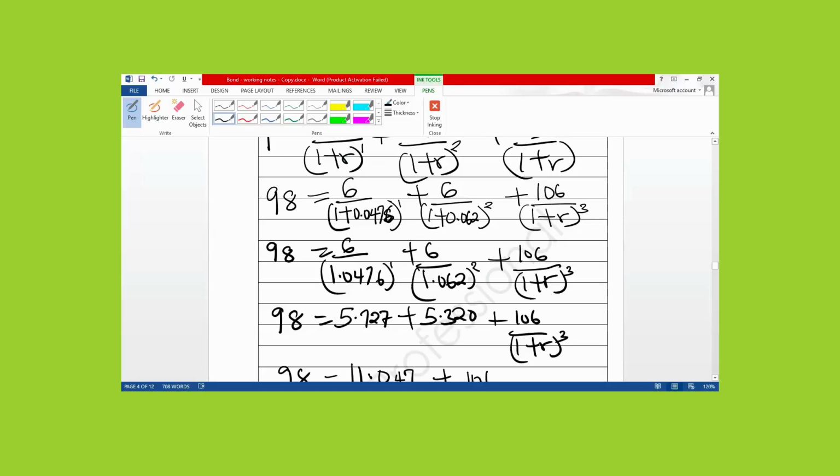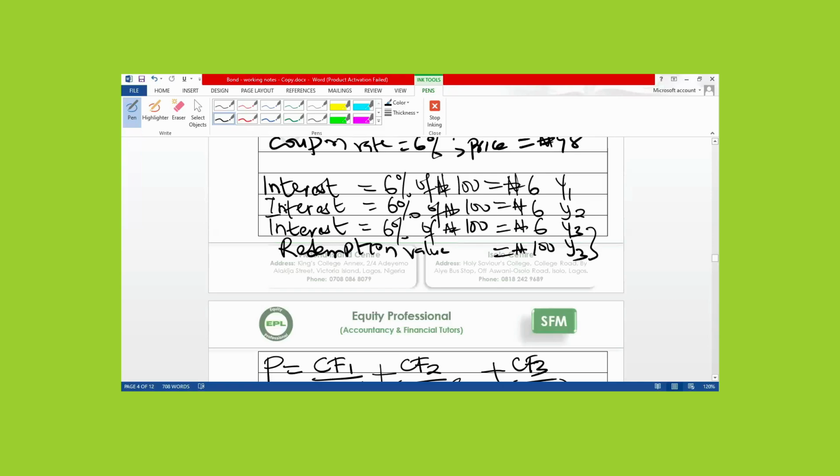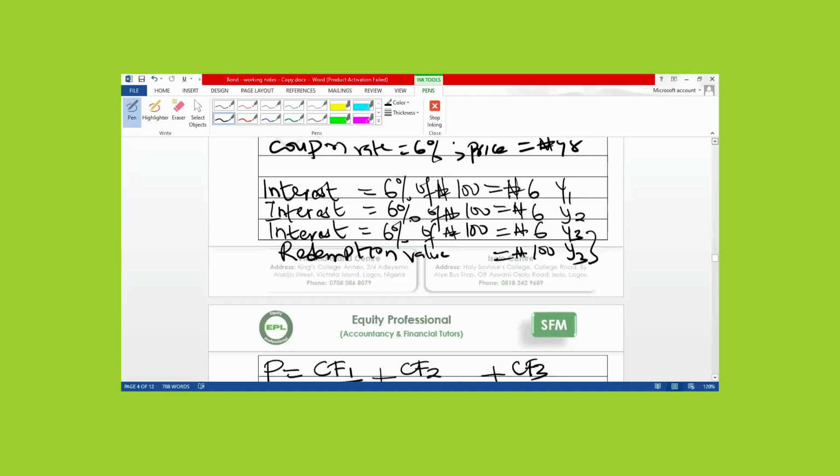All right. So I was thinking for year 1 it will be 4 over 1.0476. So that was what we calculated earlier. And it is the same thing I answered the other person. You are done with bond B. You now go to bond C. Now we move to bond C.